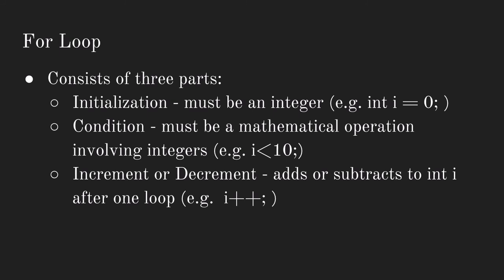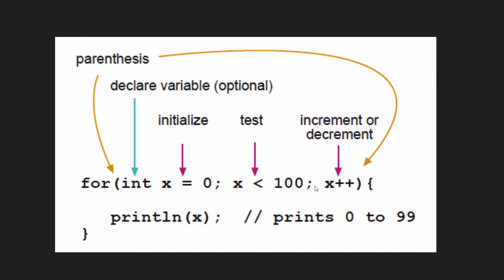The second part of a for loop is a condition, which must be a mathematical operation involving integers. So it could be i is less than 10, or in this case, x is less than 100. And it's going to test this condition given; first you're going to initialize it, obviously, and then you're going to test if this condition is met. Then we will keep on executing these statements, and we're going to increment each time until basically it runs out or this condition is not met.